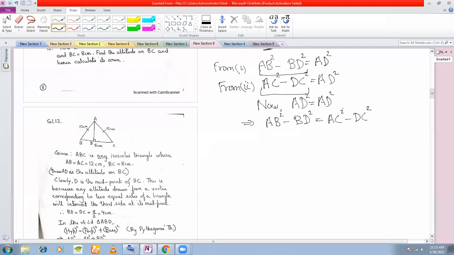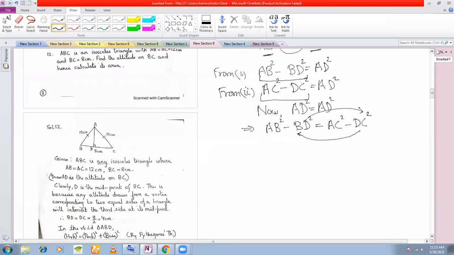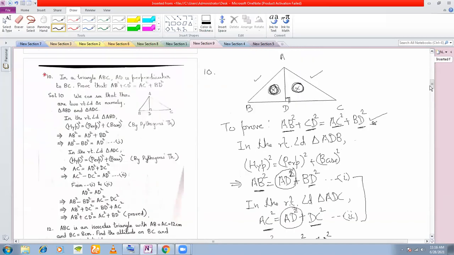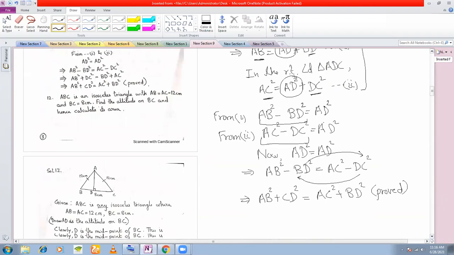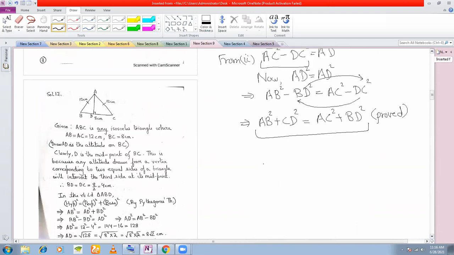Now what you do, you take BD on this side and you take CD on this side. That means what do you get? AB square plus CD square is equal to AC square plus BD square. And that is proved. Okay. So this is what we needed to prove: AB square plus CD square is equal to AC square plus BD square. Clear with this problem?